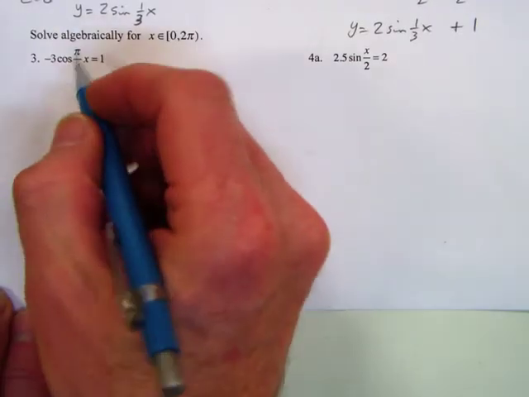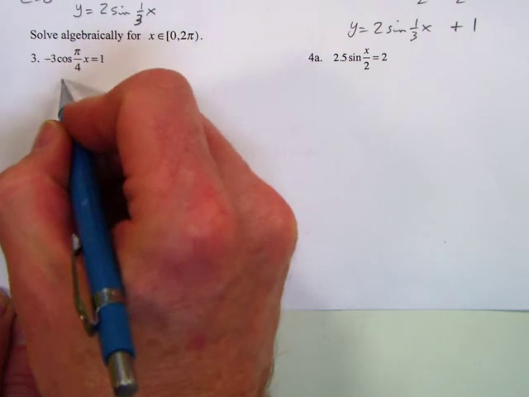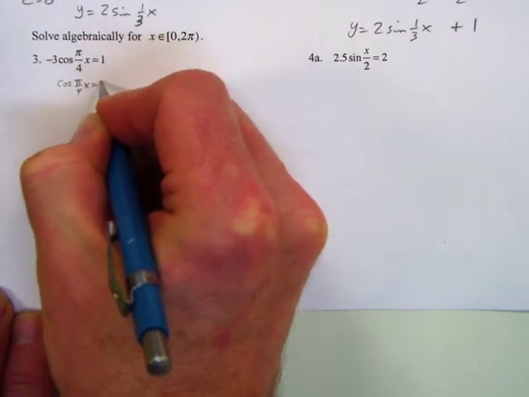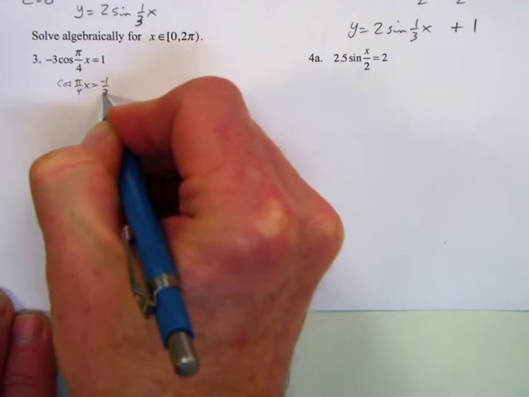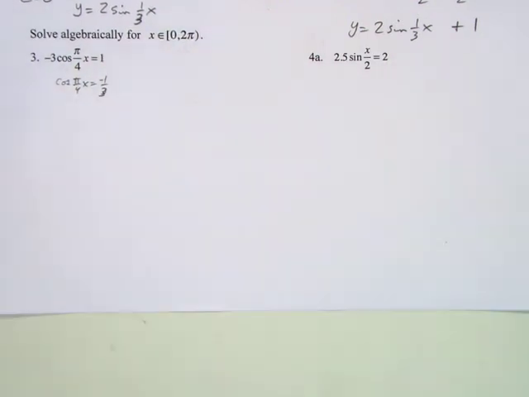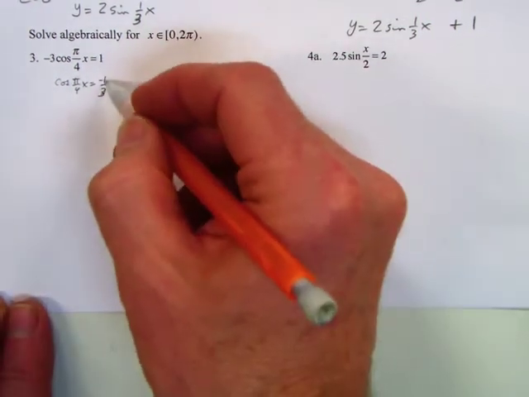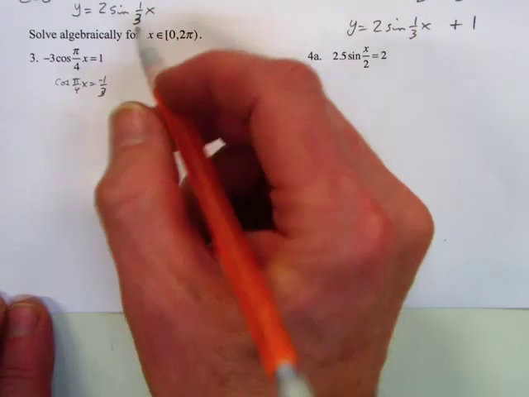So just like in problem number 1, we're going to take this and isolate the trig function. So we have cosine of pi over 4x equals negative 1/3. What do you notice about this problem versus problem number 1? This one is not a unit circle value, whereas in the first one, negative 1/2 was.